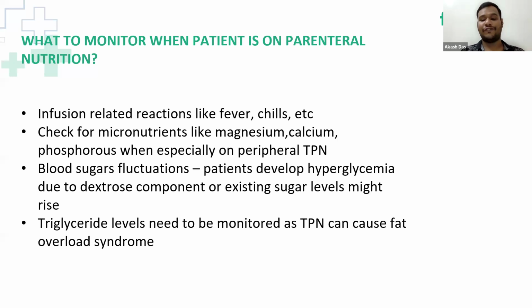So you should always check your triglyceride levels at least once every 5 to 7 days whenever your patient is on long-term TPN. Okay, so these are the things that you can monitor. Also, whenever your patient is on central TPN, always ensure that a dedicated lumen is given for the central TPN. Only TPN goes through that line, nothing else, because this will reduce the risk of infections in your patient.